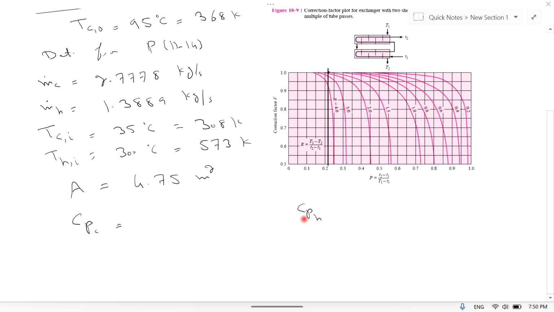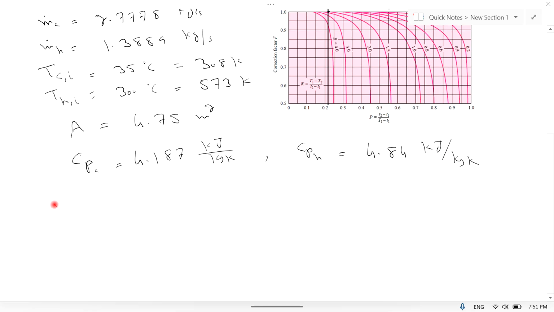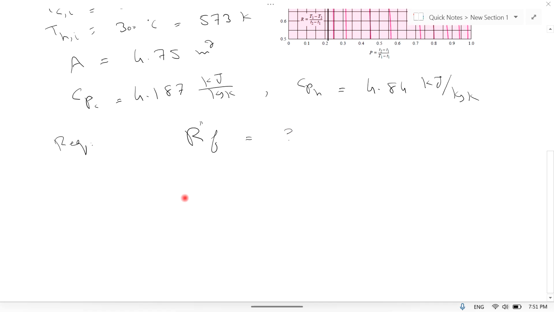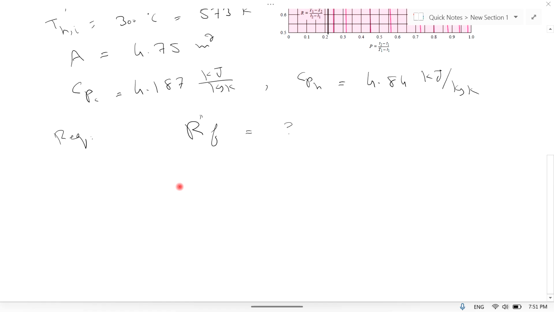For the cumulative fouling factor, the values of CPC and CPH will also be needed. From the book, the value of CPC is 4.187 kilojoule per kilogram per Kelvin, and CPH is 4.84 kilojoule per kilogram per Kelvin. Now what is required is to calculate the fouling factor R double dash F. So this is the cumulative fouling factor.